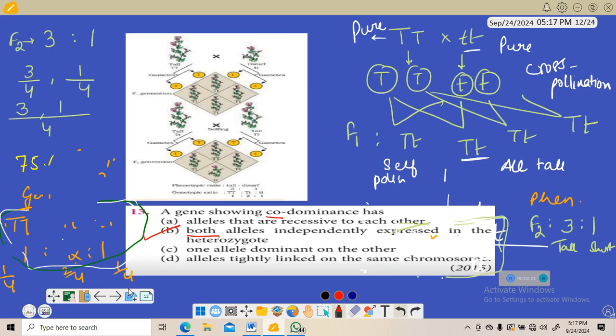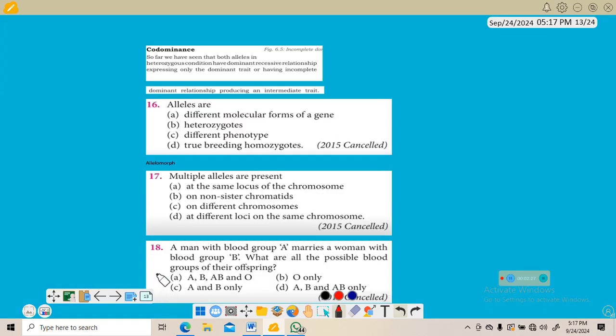The word means both, but if you go to the concept of codominance, here they're talking about blood grouping. This is a part from the NCERT. Both alleles in heterozygous condition have a dominant recessive relationship expressing only the dominant trait, no. Here this is the main word. Okay, next is alleles are different molecules of a gene, heterozygous different phenotype, or true breeding homozygote.